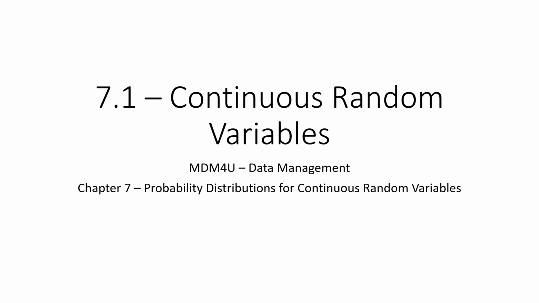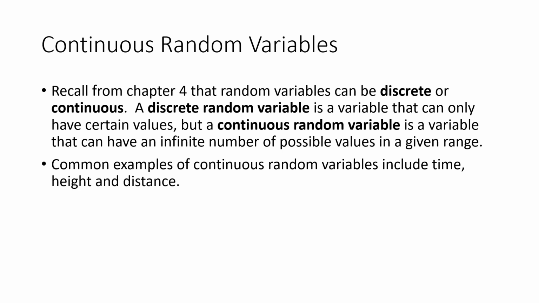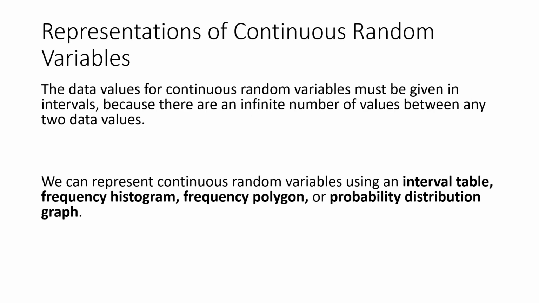You may remember from chapter 4 about discrete random variables. So we're going to do continuous random variables now. And if you remember the difference between the two, a discrete random variable is a variable that can only have certain values. It is countable. But a continuous random variable is a variable that can have an infinite number of possible values within a given range, like an infinite number of decimal places. So common examples include time, height, and distance. When you think about time, for example, time can always be broken up into smaller and smaller units. Same with height and distance.